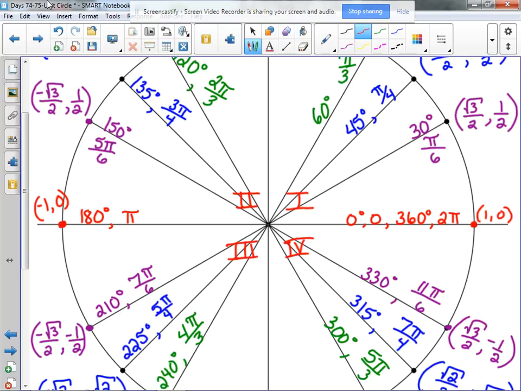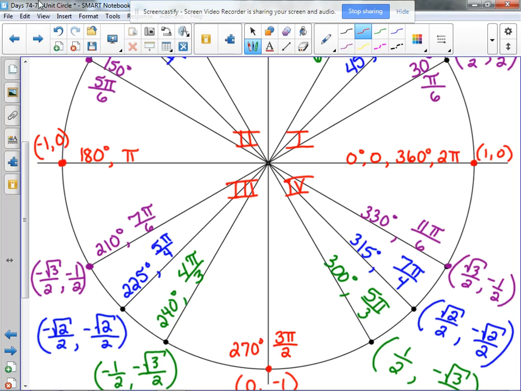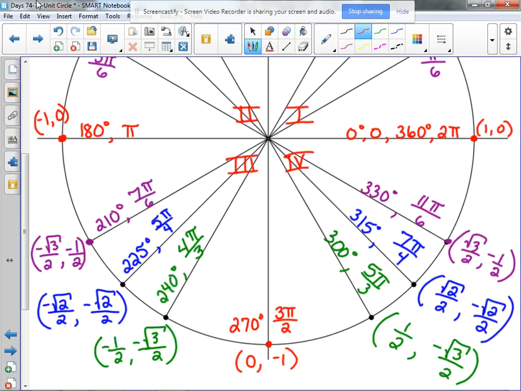Okay, so we're looking, yes. Yes, just like the regular graph. It's quadrant 1, 2, 3, 4. Yeah. Okay. Oh, up.